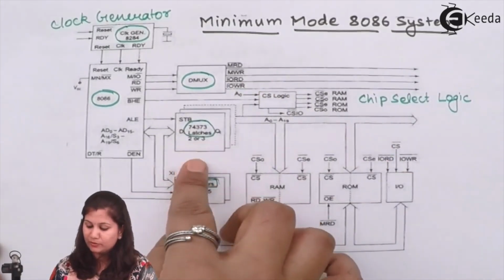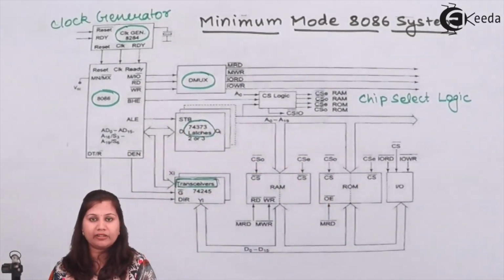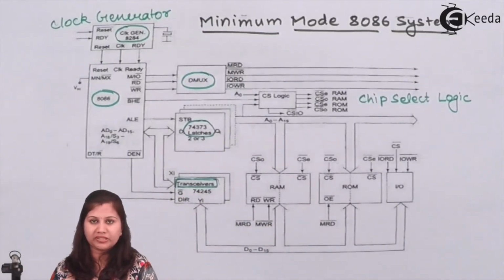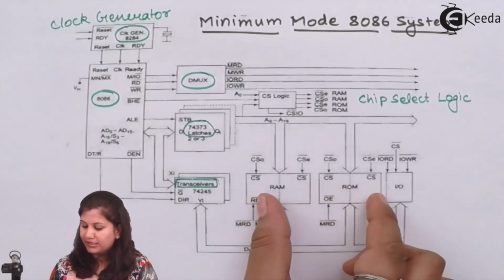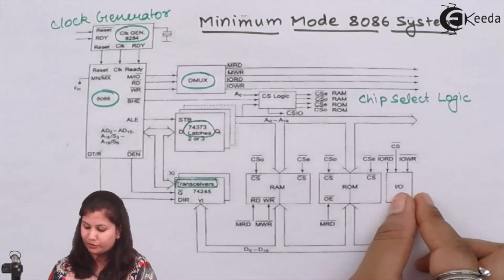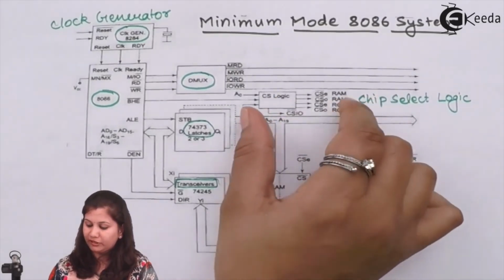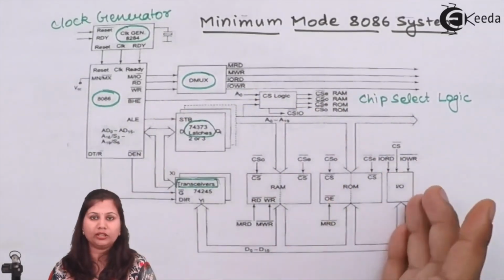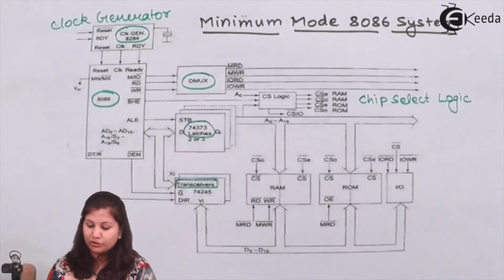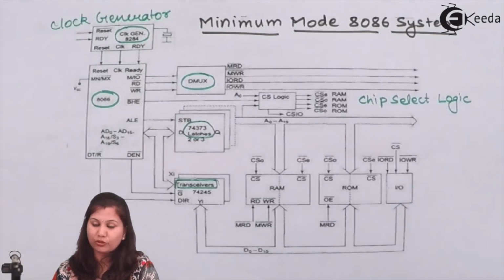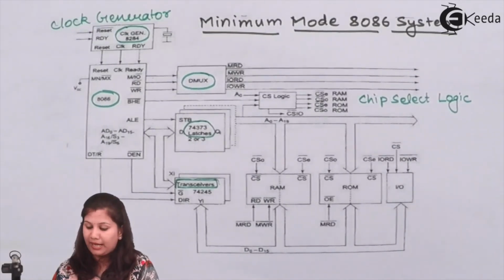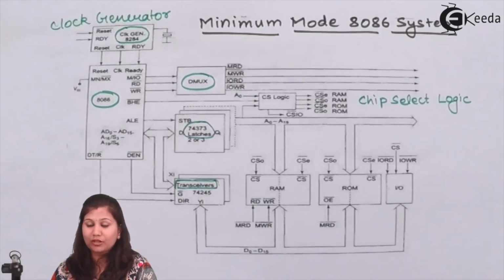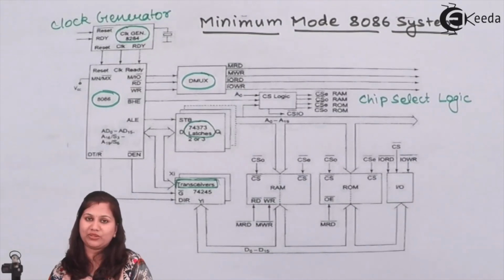Then we have the latches, which are used to separate the address and the data bus, which are multiplexed. Transceivers are used to transmit or receive the data. This was the memory section and this was the input output section. We have the chip select signal, whether we want to communicate with the memory or whether 8086 wants to communicate with the input output device. So this was the minimum mode configuration where only one processor is there, and this processor is providing all the control signals. Okay. So I hope that this topic is now clear to you. Thank you.